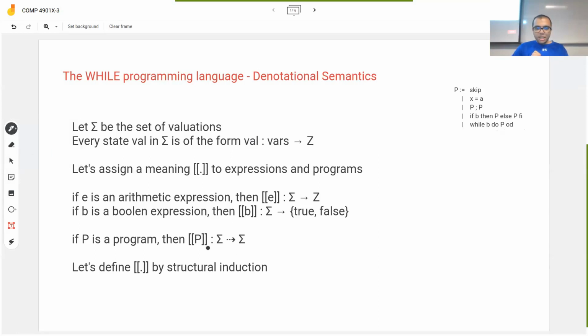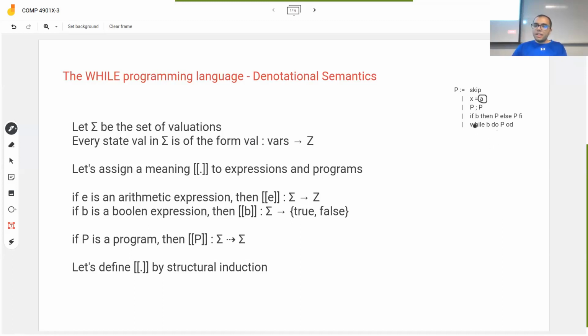We talked about the meaning of programs, but if I want to do a structural induction like this, I have to also give meanings to parts of programs. So for example, here, I'm doing an assignment, so I have some expression. I have to somehow define the meaning of this expression. So if I have an expression like x plus y minus z, what does that mean?